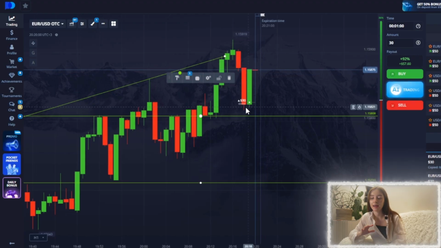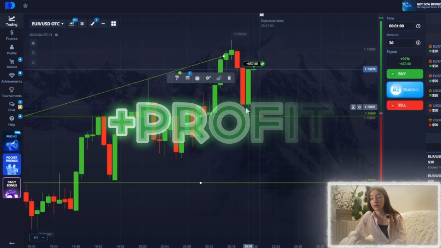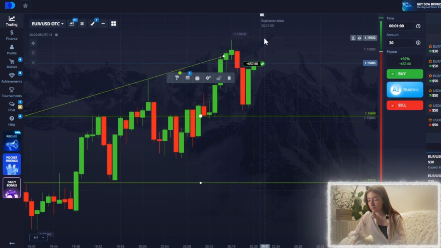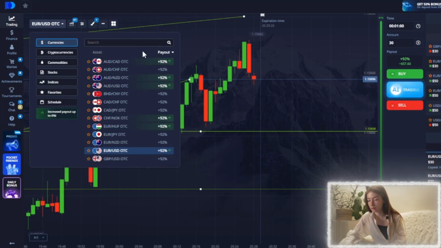We do not do anything at random. We carry out analytics, and then we trade stably in plus. It is very, very important. Here you see for yourself, we earned 57.16. This is our first order.